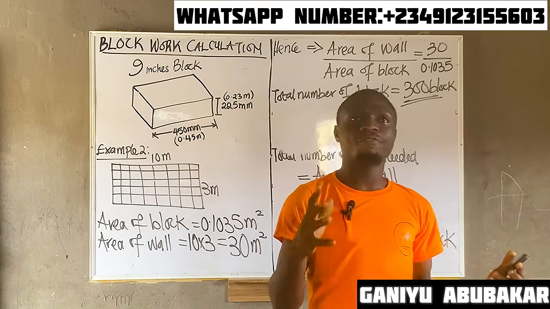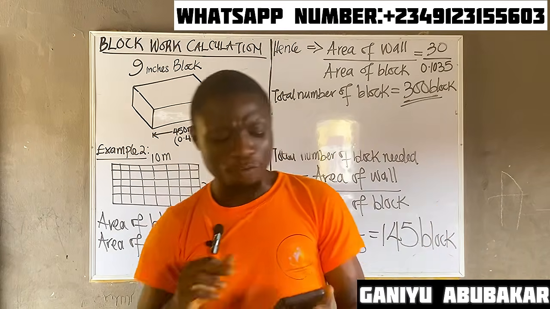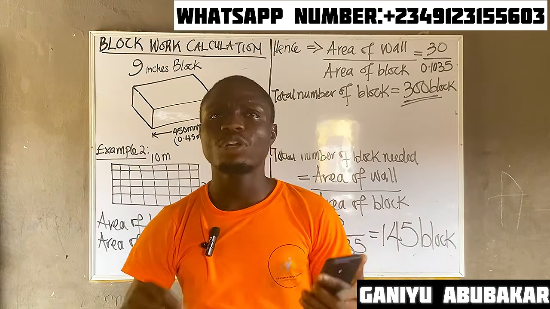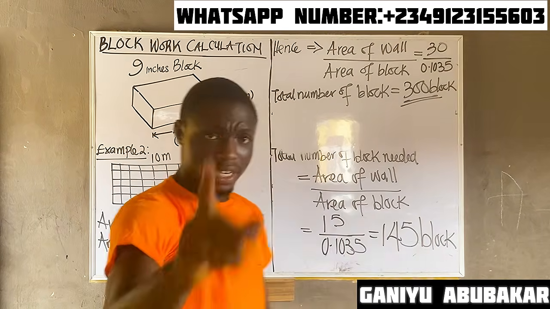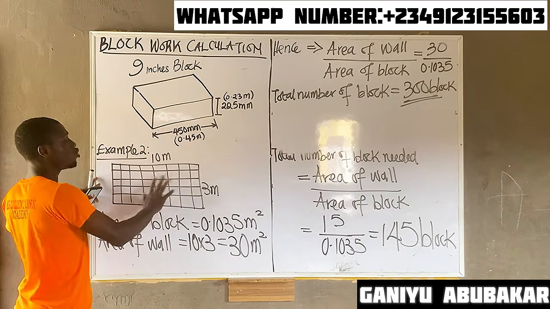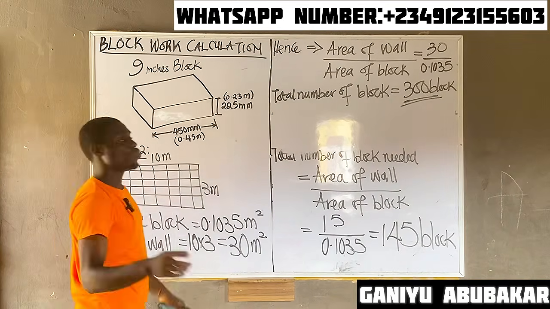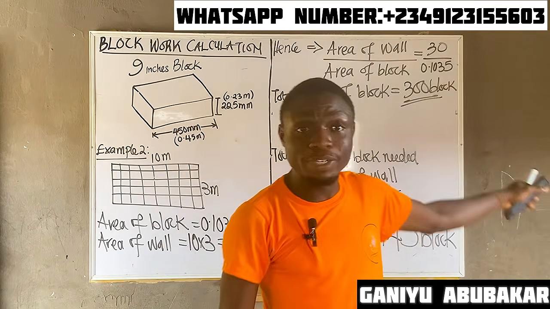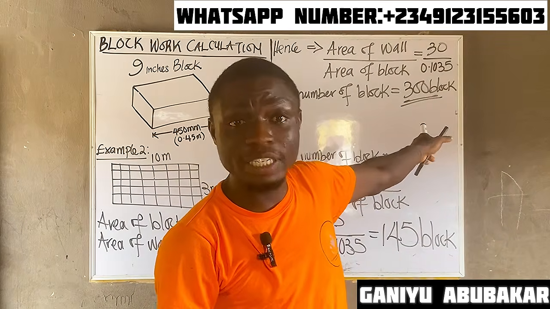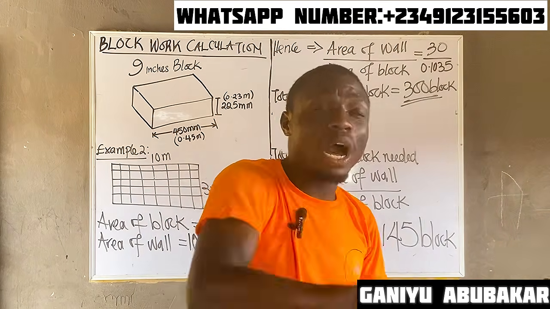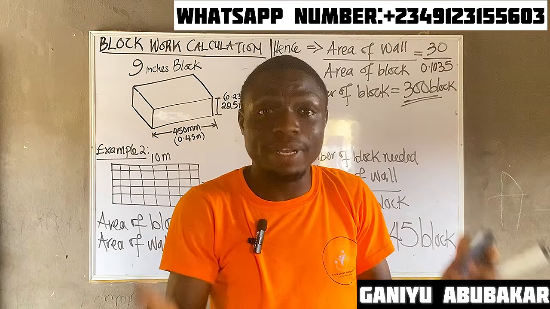Now, what if we have a window and a door in that particular wall? Because here's the idea. For this wall, there was no door and window. Total blocks was what? 300. If there is one window, the number will depreciate. It can't be 300 because the door and window will take their space.